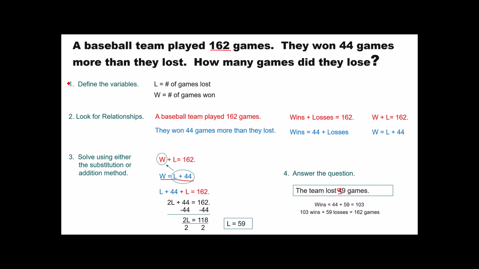This process over here, defining variables, looking for relationships and using those to write equations, solving the equations or solving the system, and then answering the question is our strategy for all of these. The difficult part is step 1 and step 2. You should not at this point be having a whole lot of trouble with solving the system. If you're having trouble with how to solve the system using substitution or addition, this is not the video you need to be watching.